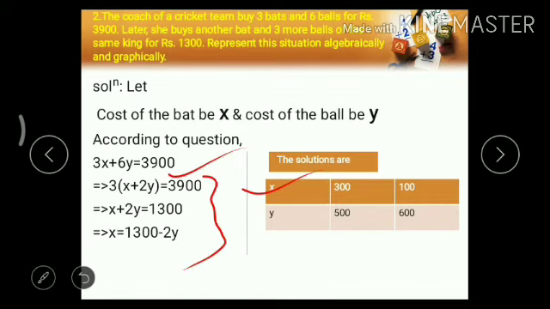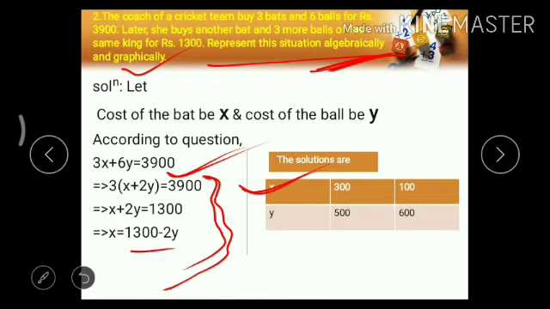This is the situation represented algebraically, that's it, this much only. But to represent it graphically, we need this solution, so we have done this much more. And after doing this, now here you can see x equals 1300 minus twice y, right? So in this case we shall assume some y value. Here we have taken y as 500. If y is 500, then this will give you 1000, and 1300 minus 1000 will give you 300.